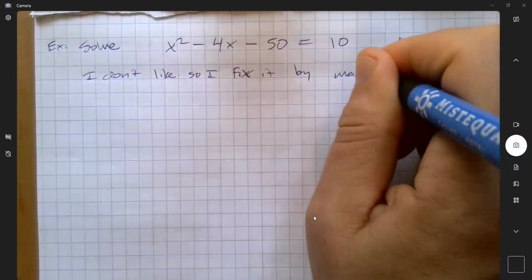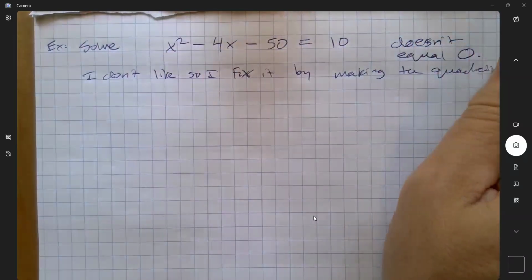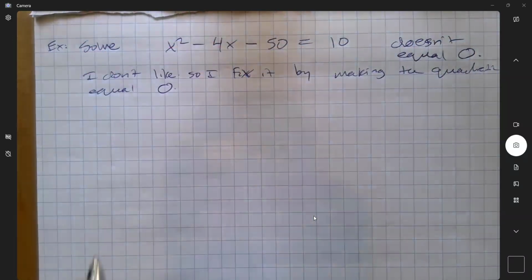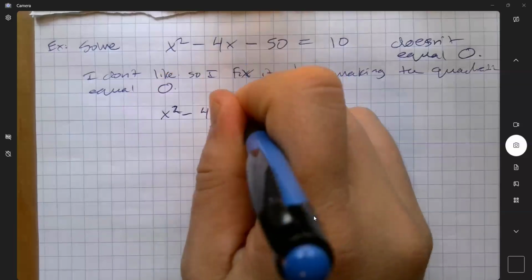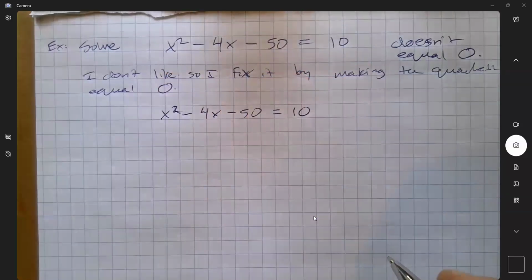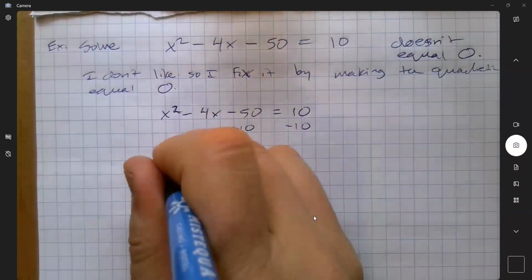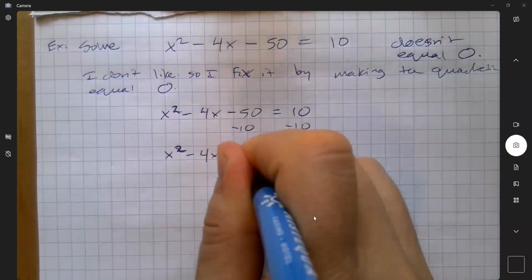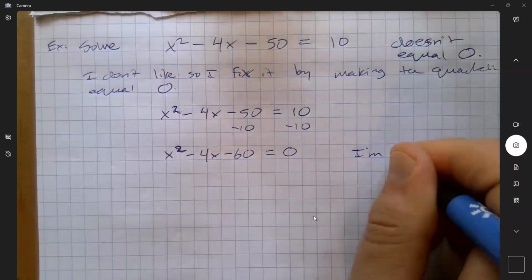by making the quadratic equal 0. And we've done this sort of thing before. We just haven't done it in a while. To make it equal 0, let's just take 10 away from both sides. And now I have x squared minus 4x minus 60 equals 0. And I'm ready to factor.